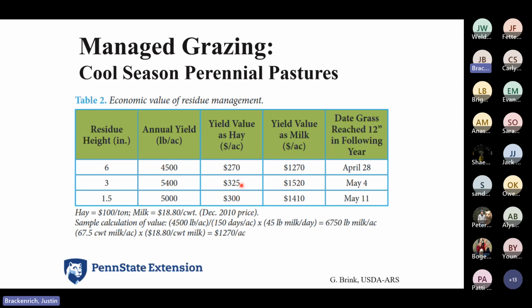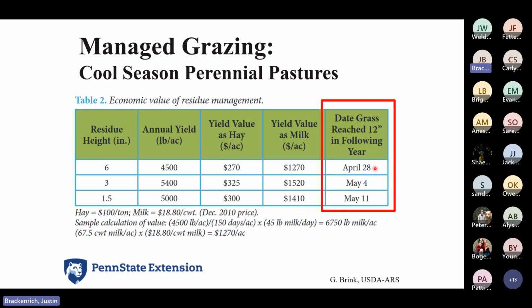If we look at this in terms of hay, they were producing $325 per acre. They were producing $1,520 of milk per acre, right? That's the important part that we need to be figuring out how we get them concerned about: this is a dollar value.